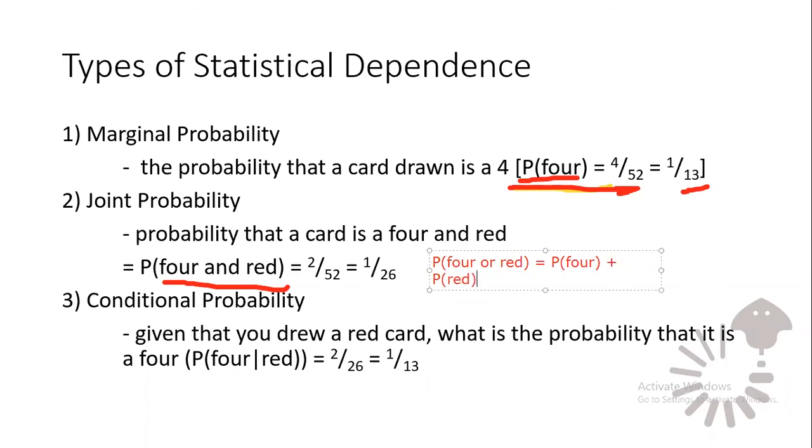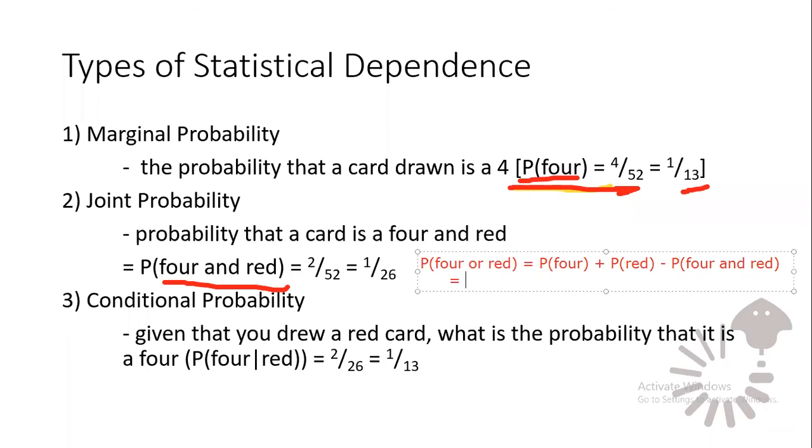Probability of red, minus probability of getting 4 and red. Probability of getting 4 is, ilan ba yung 4 natin sa 52 deck of cards? 4. Isang 4 spade, 4 club, 4 diamond, 4 heart. So 4 over 52 plus probability of getting red. We have 13 hearts, 13 diamonds, making it 26 red of 52. Minus the common 4 hearts, 4 diamonds. Ilan yon? Dalawa of 52.